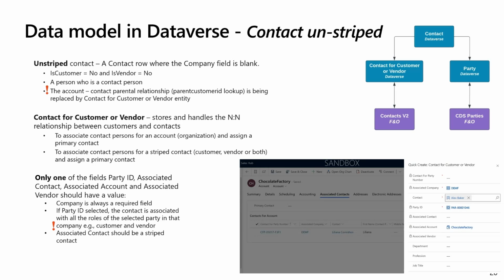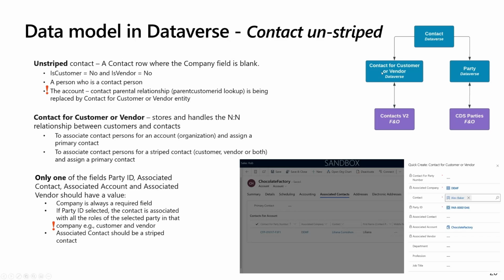When creating a contact for customer or vendor, only one of the fields party ID, associated contact, associated account, and associated vendor should have a value. Company is always a required field. If we choose company and party ID, then that contact person will be associated with all of the roles of the selected party in that company, for example, customer and vendor roles. Also, if we choose to associate the contact person with another contact, that contact has to be a striped contact.